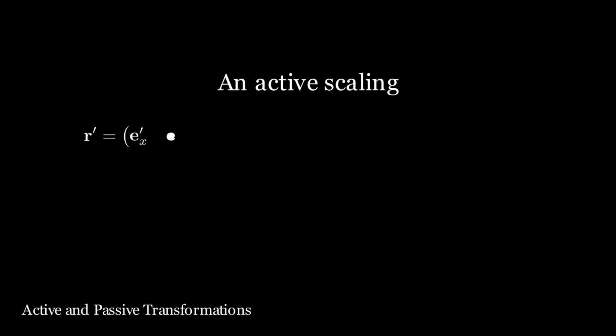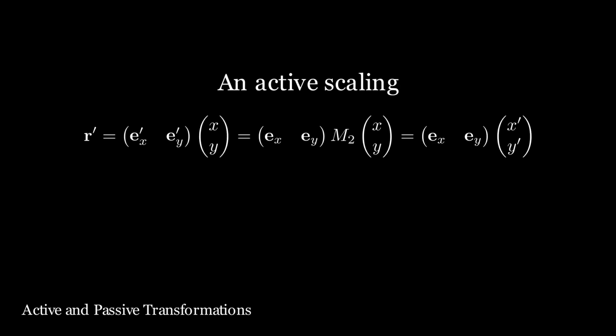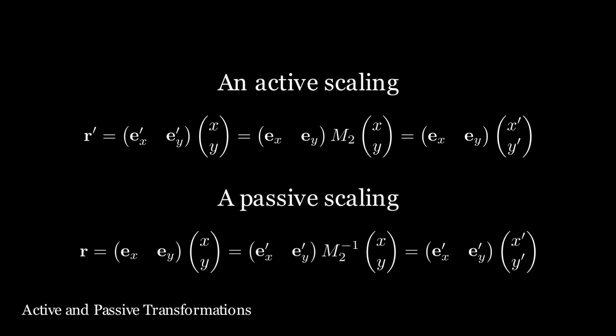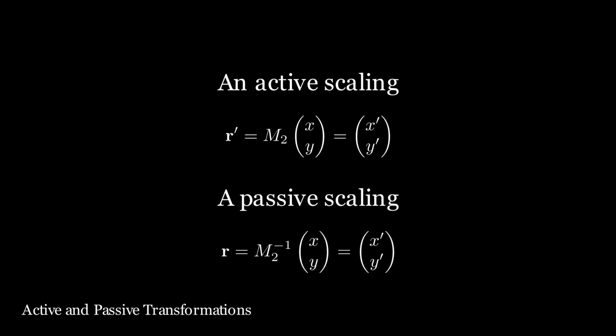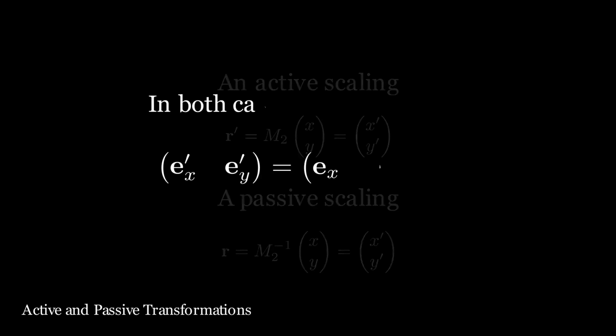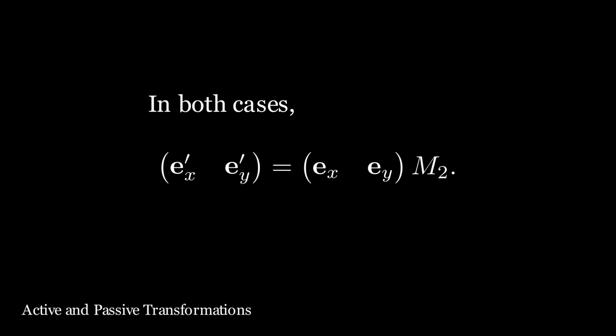In this way, we can interpret an active transformation as replacing the basis with a new one, while a passive transformation is remeasuring using the new basis. Since one corresponds to the other in this manner, we can see that they are inverse matrices of each other. Have you noticed that in both cases, the new basis is obtained by applying M2 to the old basis?